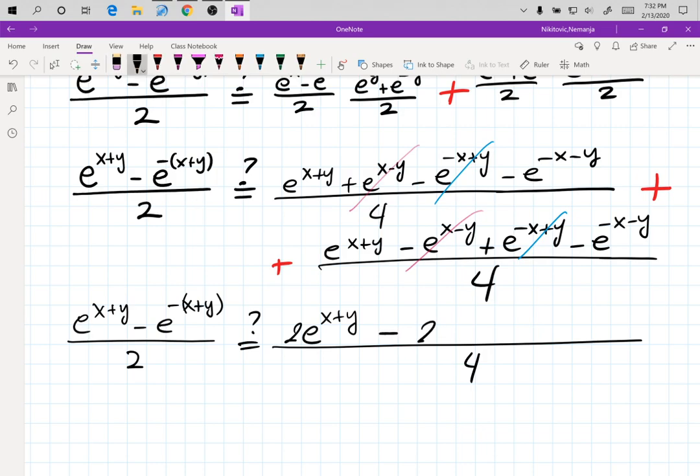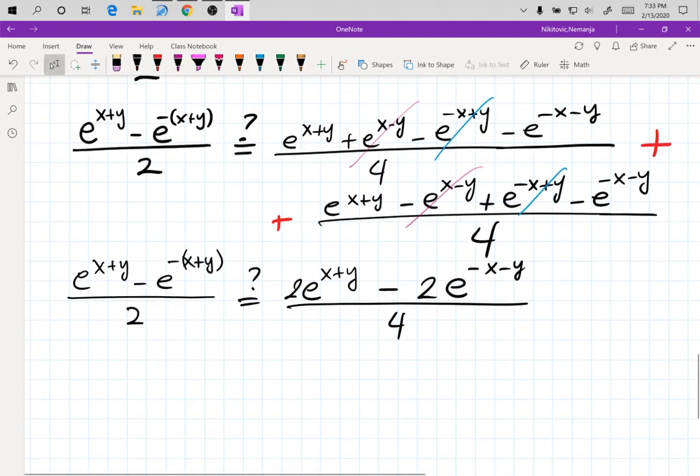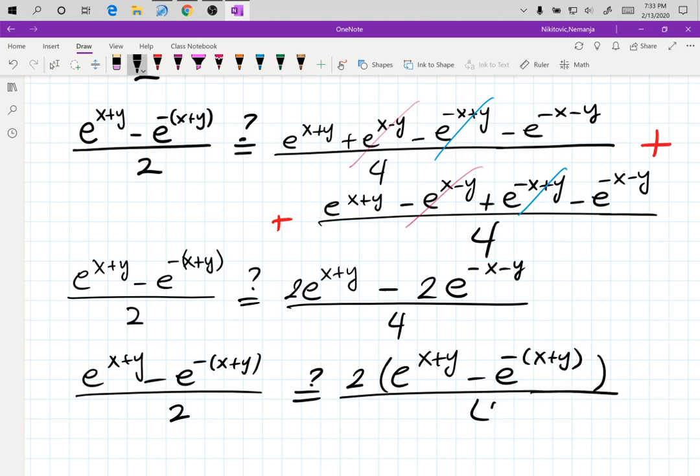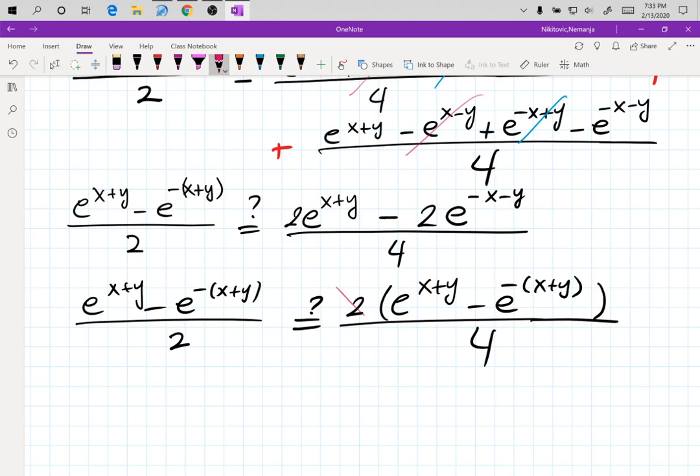2 times e, and now you get to factor a negative, well, minus x minus y, and now factor the negative in the next line. So e to the x plus y minus e to the minus x plus y divided by 2 should be the same as 2 times, factor the 2 out, you get e to the x plus y minus e to the minus x plus y, everything divided by 4. So now this cancels, and yay.